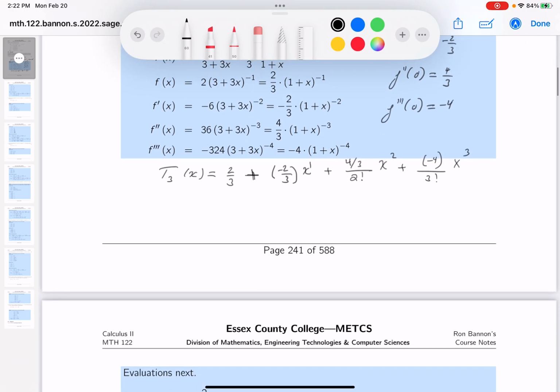All right, let's write this down. 2/3. This will be minus 2/3 of an x. What do you get there? You get 4/3 divided by 2, which is 2/3. And then what do you get over there? You get minus 4 over 6. 3 factorial is 6, right? That's going to be minus 2/3 x cubed. All right, this is T3.